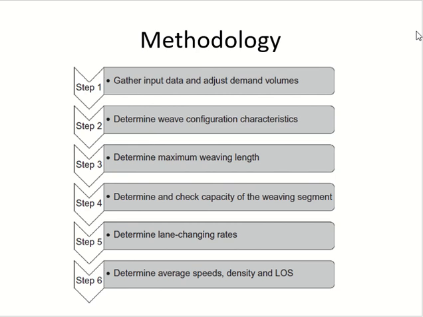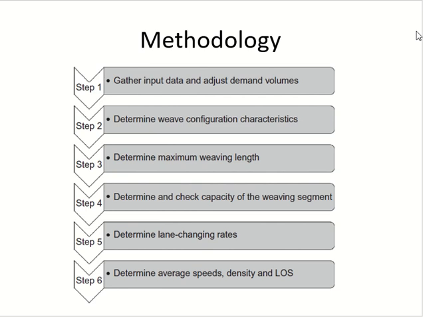Some examples. We are going through this methodology: find out data about the volumes, find out data about the highway characteristics, number of lanes and so on. Find out if your segment can be a weaving segment. There is a standard length. If your actual distance is more than that standard length, it's not weaving. The ramps will not affect each other.